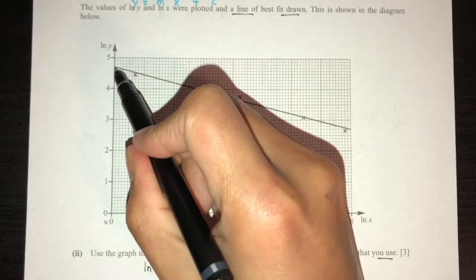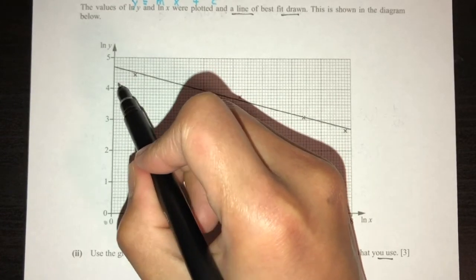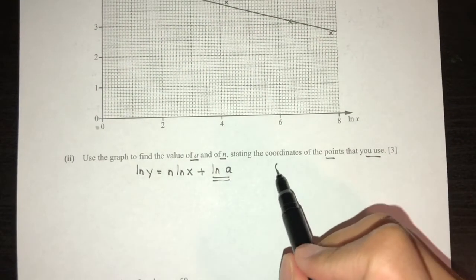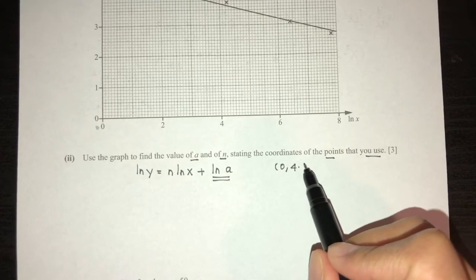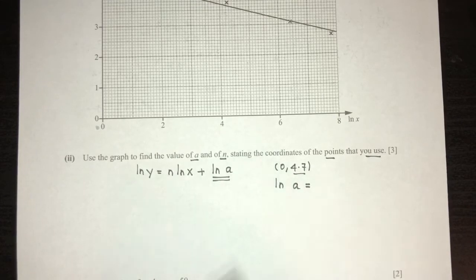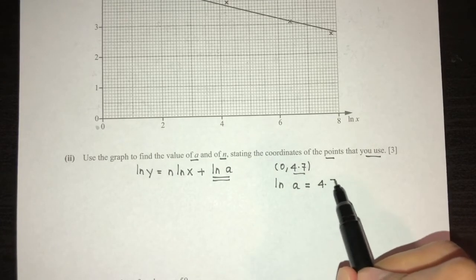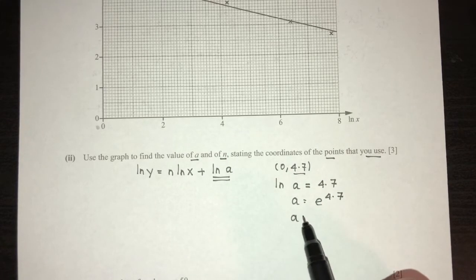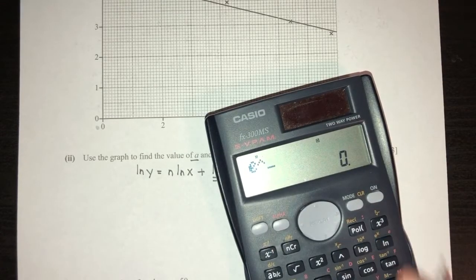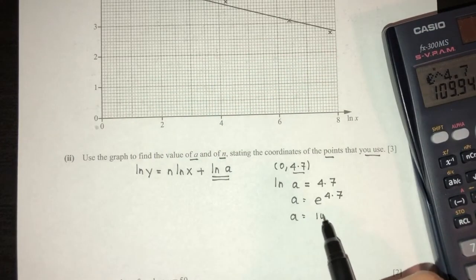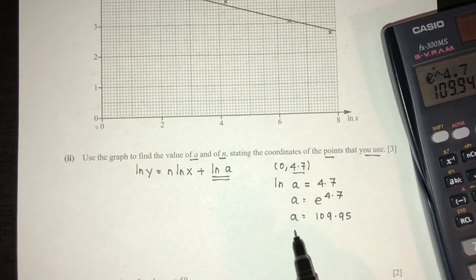So here you have to use the point 0, this is what point? 4.1, 2, 3, 4, 5, 6, 7. So using the point 0 and 4.7. So this value will be this value. So ln of a is equal to 4.7, which means a is equal to exponential 4.7. So let's find the value correct to 3SF. For 4.7, that will be 109.95, but 3SF will be 110. That is your value of a.